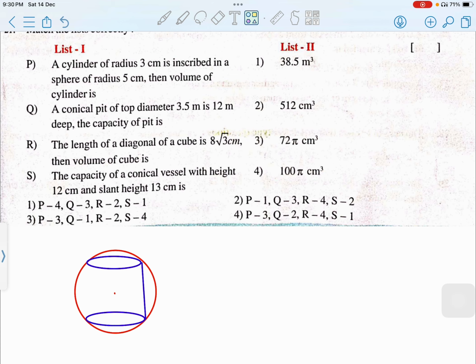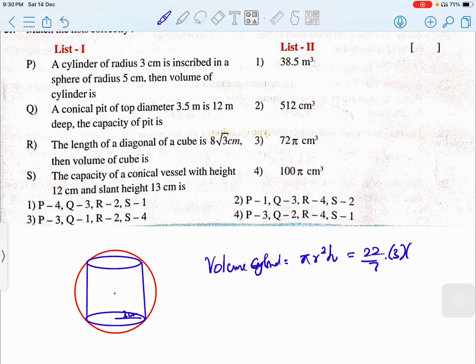So, here you have a cylinder. They told us to find the volume of the cylinder, not the sphere. For the volume of a cylinder, the formula is pi r square h. So you know pi is 22 by 7. They gave the radius of the cylinder, which is 3 centimeters, and the radius of the sphere is 5.